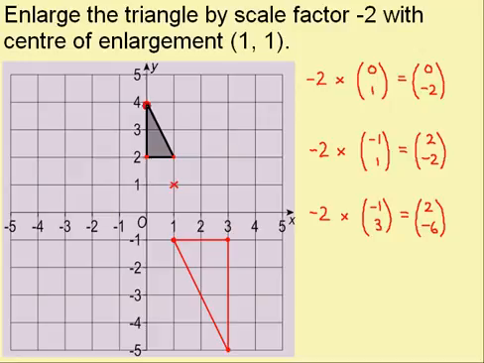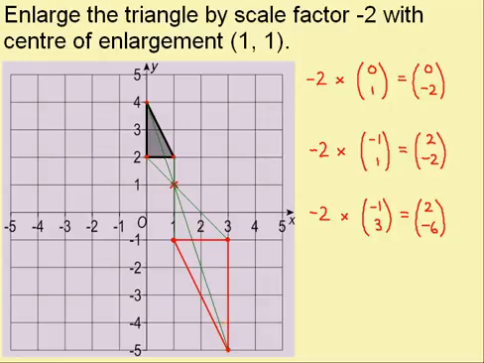Now the lovely thing about this kind of question is that there's a really nice way of checking your answer. If you join each corner on the small triangle to the corresponding corner on the large triangle, all the lines should cross through the centre of enlargement. It looks like this. And you can see that my green lines all cross through the centre of enlargement, so I can see that this is in the correct position.